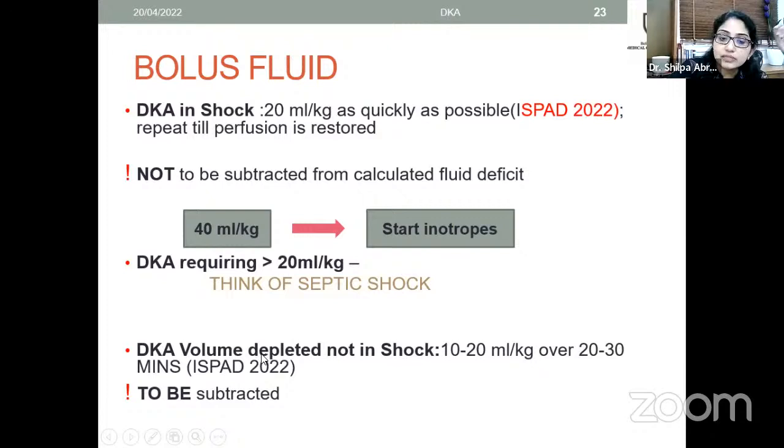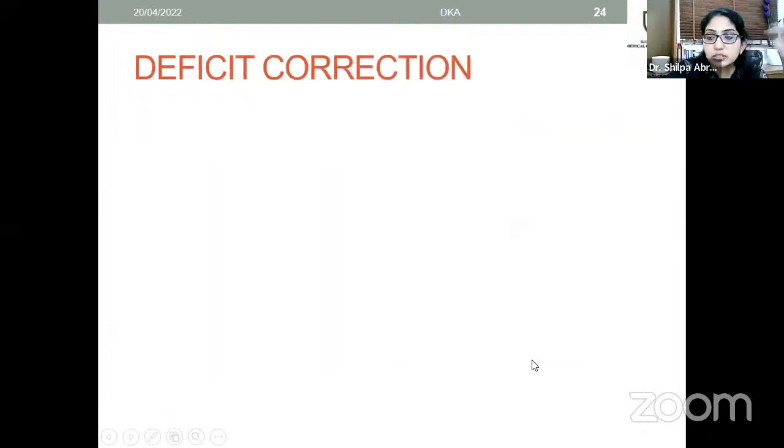Now, if the child with DKA is just fluid depleted but not in shock, then you only give 10 to 20 ml per kg over 20 to 30 minutes. This is again another change. Earlier, the last guideline said over 1 hour, and now it says you can give it more rapidly, over 20 to 30 minutes. So that is the bolus fluid.